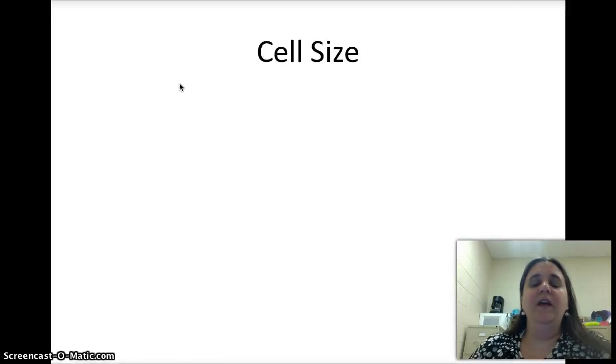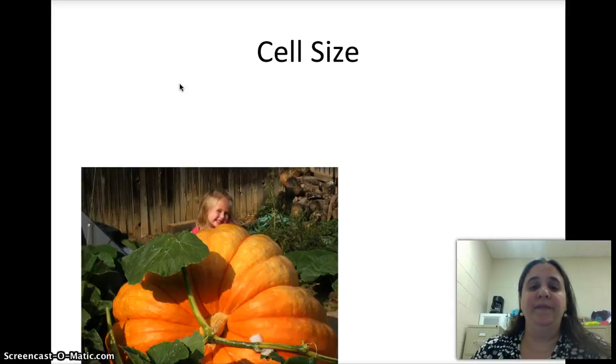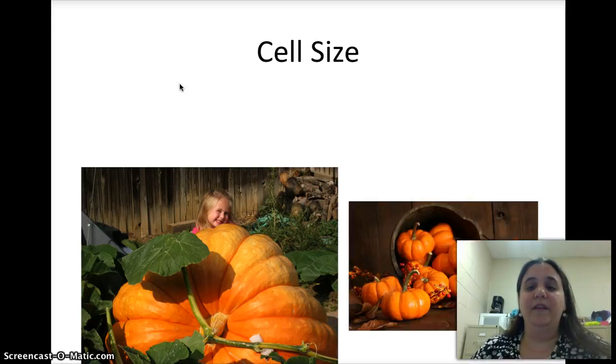Okay, so then our next topic is cell size. Most of you already know that you can't look at yourself or look at a plant and see the cells. That's because they're super small or microscopic. Okay, this pumpkin is really large, and it's made up of cells. These pumpkins are small and also made up of cells. And no, that's not my little girl, but she is cute.